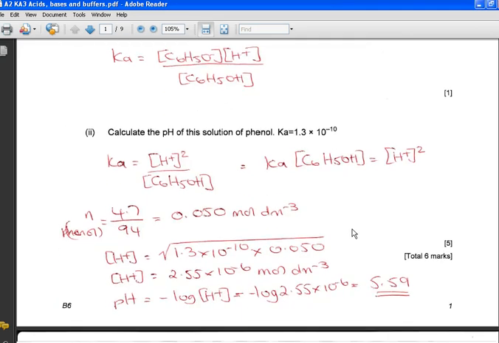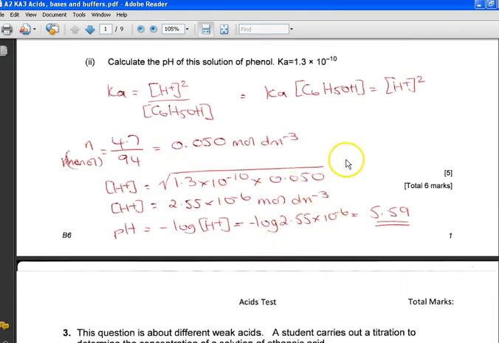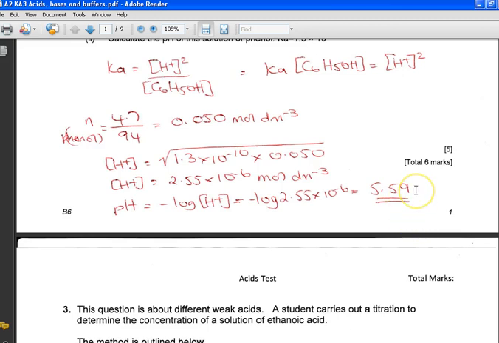Calculate pH. Well, I think most of you did this okay, actually, I'm glad to say, because we're just rearranging the equation for H+ squared, and then taking the square root. We're making the assumption that our conjugate base is the same concentration as H+, which is why we can go via the square root, and the square root of the value gives you the concentration of H+, and then our pH, minus log H+, gives 5.59. Make sure you always record pH to 2 decimal places. It's really important.